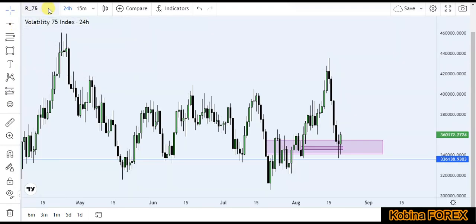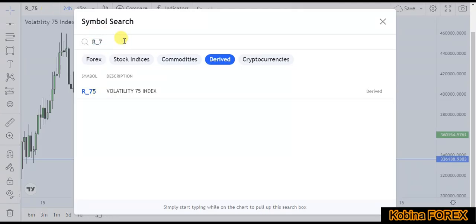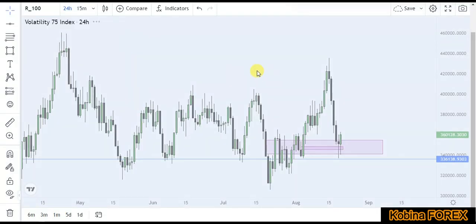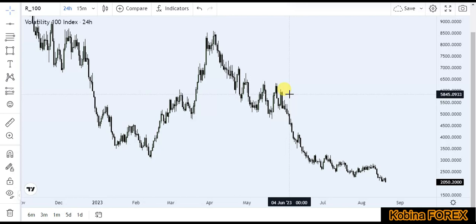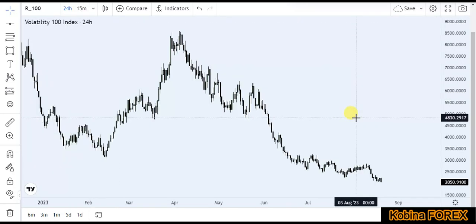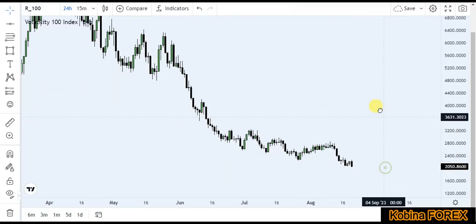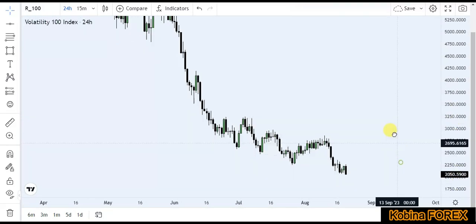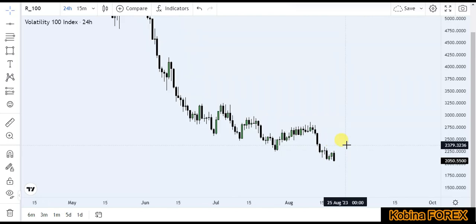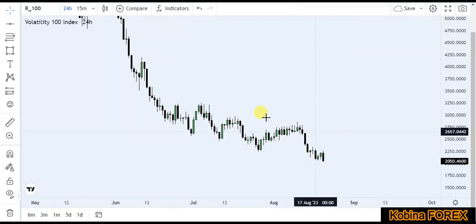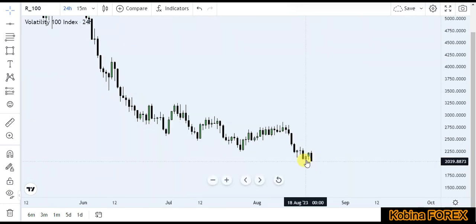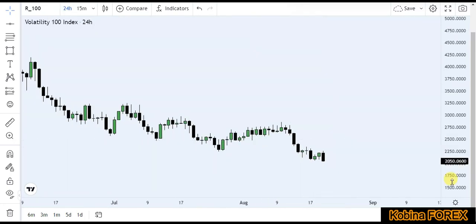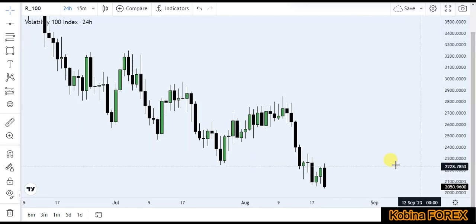A few people are also interested in knowing the update for volatility 100. So let's jump to volatility 100 and see a quick update of what is also transpiring there. You can see that volatility 100 is still heading down, as I told you the last time. This is on the daily time frame. We could see that it's still heading downwards. We are still in a bearish market.